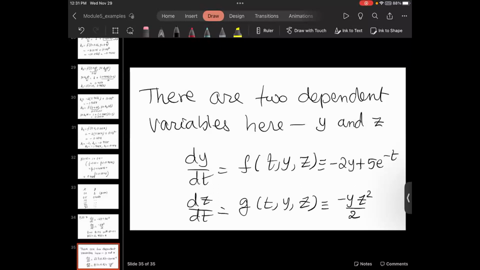Time doesn't appear in the second function g, but when we advance the solution from a current time step to the next time step, we have to evaluate both the functions simultaneously, and that is what we are going to see now. Okay?